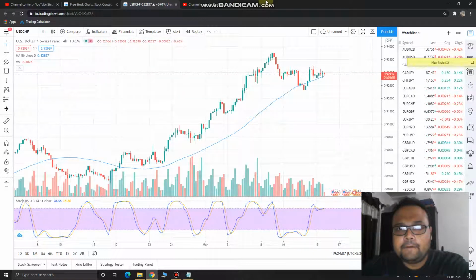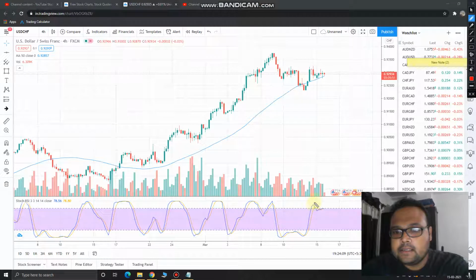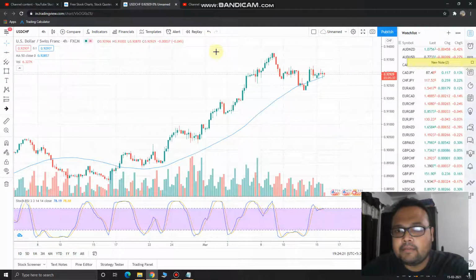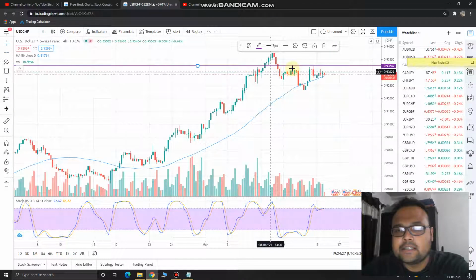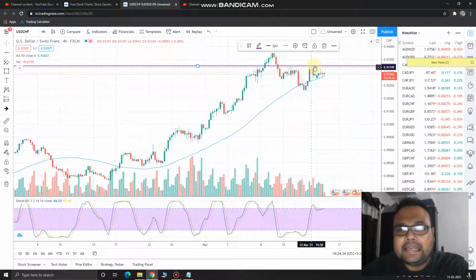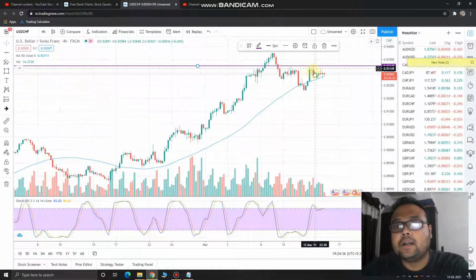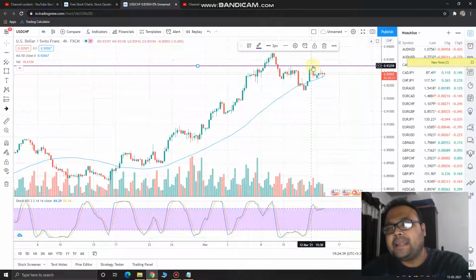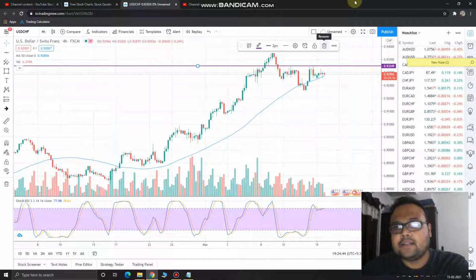But we need to consider one thing, and that is this. Here we can see that market is in the overbought zone right now. And we can see that market made a high at this particular point on 10th March, and right now market is unable to cross this particular line. So there may be some disruption in the uptrend. So what should be a strategy then?